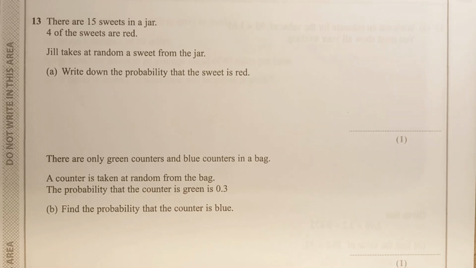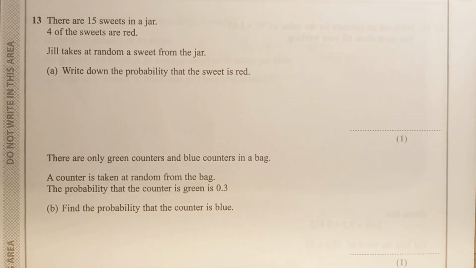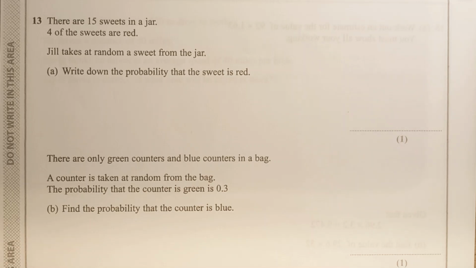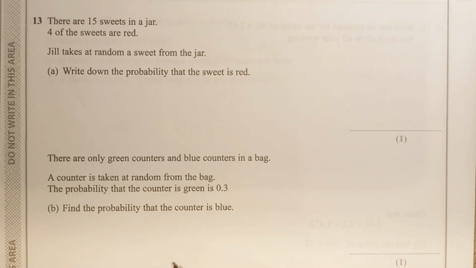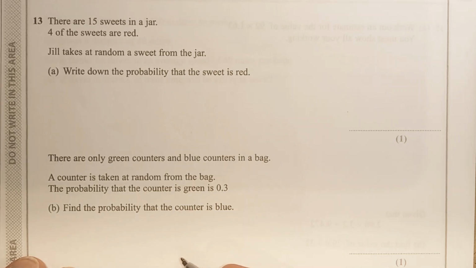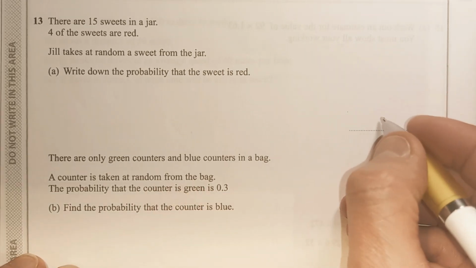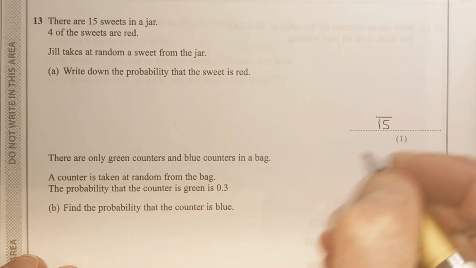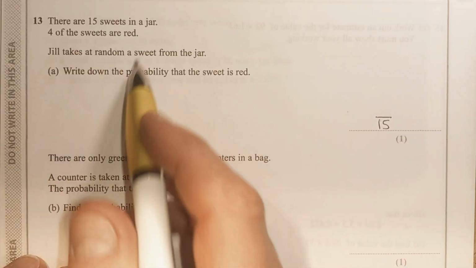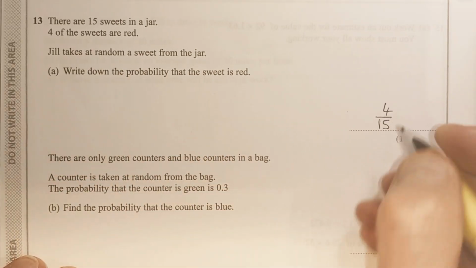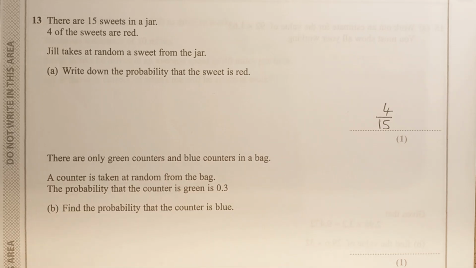Question 13. There are 15 sweets in a jar. 4 of the sweets are red. Jill takes at random a sweet from the jar. Write down the probability that the sweet is red. Well, there's 15 in the jar, so that'd be our denominator. 4 of them are red. It's going to be 4 out of 15, or 4/15.